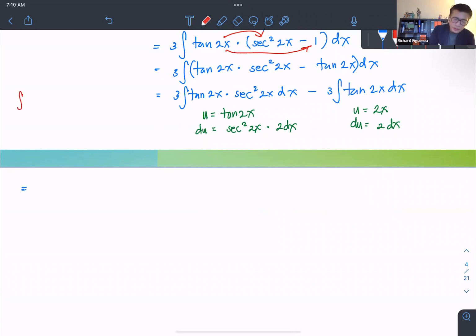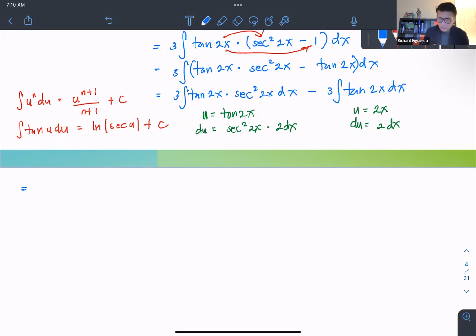Okay, so we have the integral of u raised to n du equals u raised to n plus 1 all over n plus 1 plus c. Now the other one, we have the integral of tangent u du, which is the same as ln of secant u plus c.